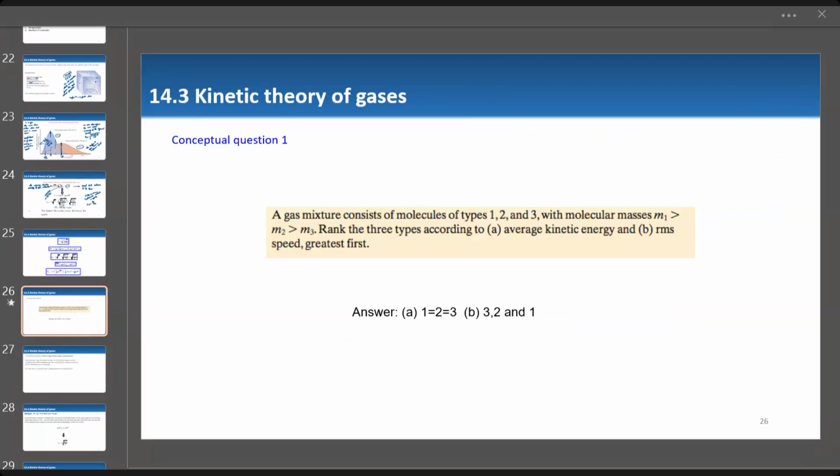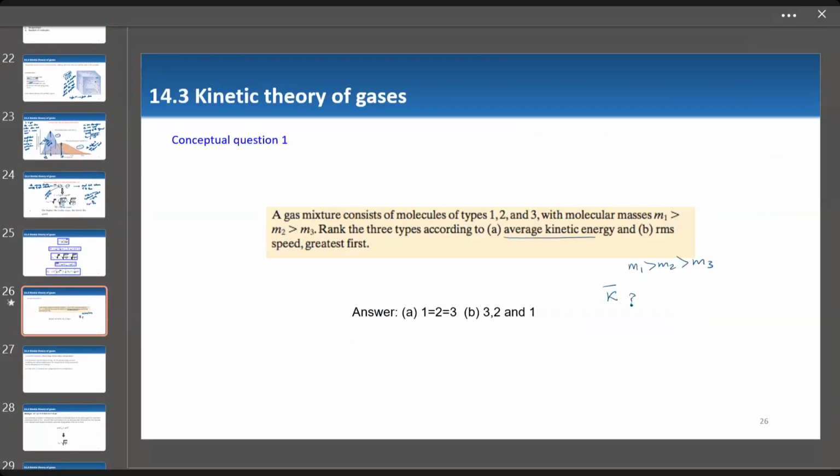So let's take a look at this example. We have a gas mixture consisting of molecules of types 1, 2, and 3 with molecular masses M1 greater than M2 greater than M3. Rank the three types according to the average kinetic energy they have. So we have three different masses, M1 is greater than M2 greater than M3, and I want to rank the average kinetic energy.